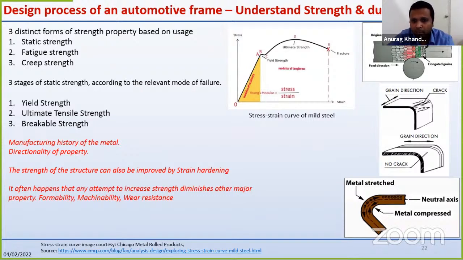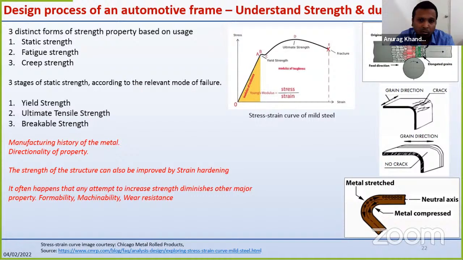So a clear understanding of strain behavior of material generally requires the determination of the stress strain curve, either in tension, compression, or shear. What you see in this image is a stress strain curve of a mild steel. So from that stress strain curve, we actually take three parameters of strength: yield strength, ultimate tensile strength, and breakage strength.